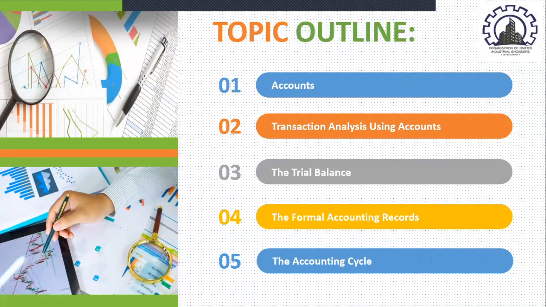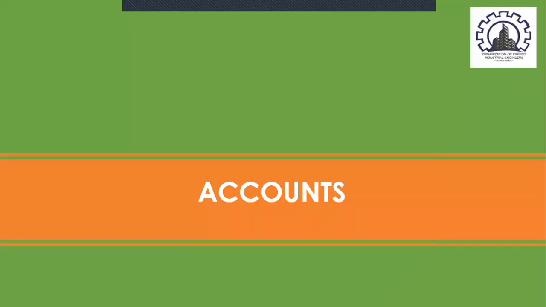First, we have the accounts. Second, we have the transaction analysis using accounts. Third, we have the trial balance. Fourth, we have the formal accounting records. And finally, we have the accounting cycle. And so, let us discuss first our first key area, which is accounts.